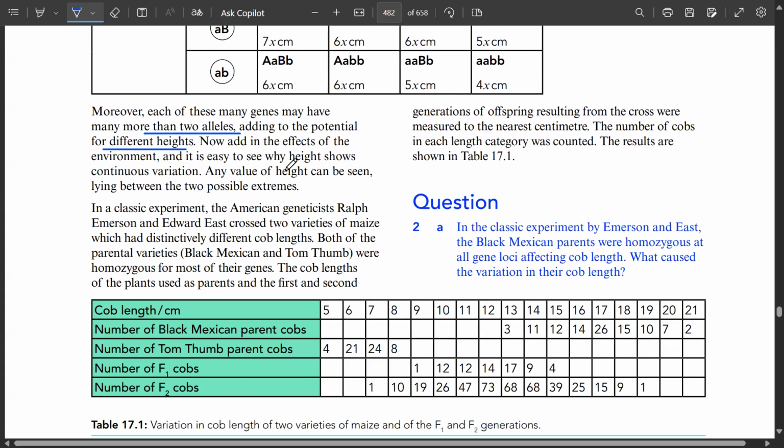Now, add in the effects of the environment, and it is easy to see why height shows continuous variation. Any value of the height can be seen over here, lying between the two possible extremes.